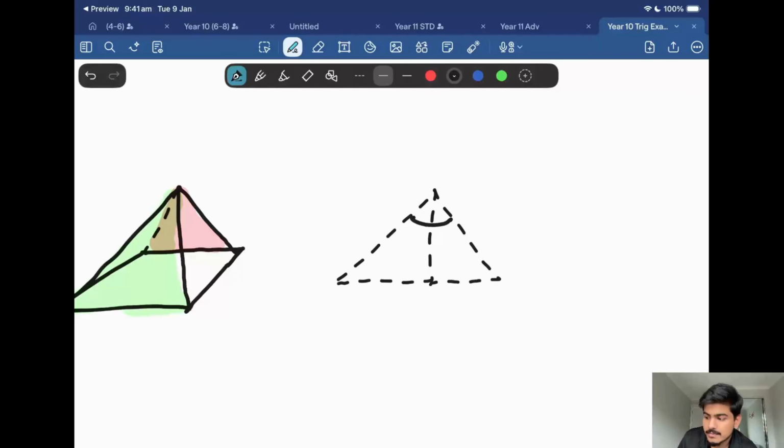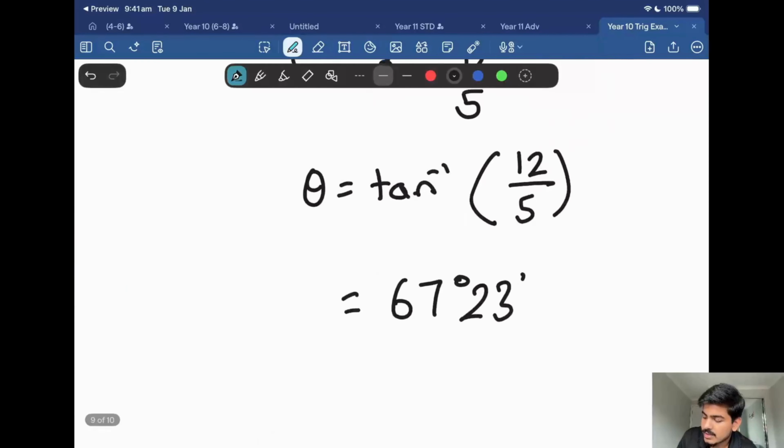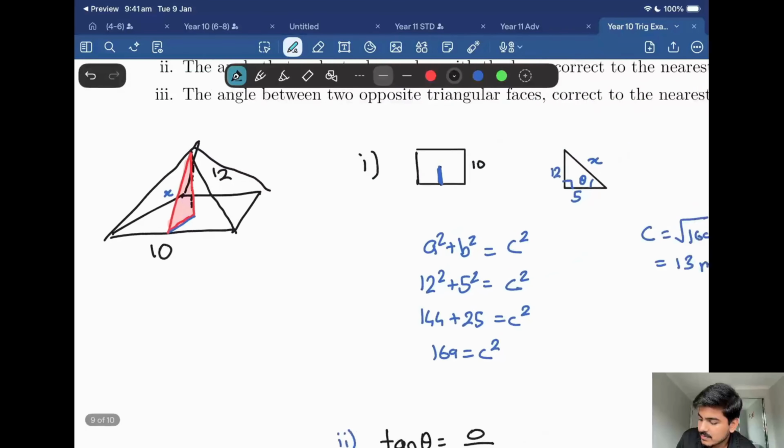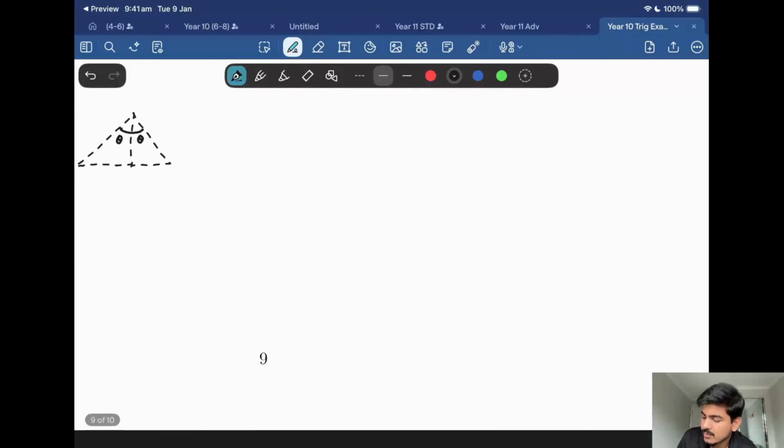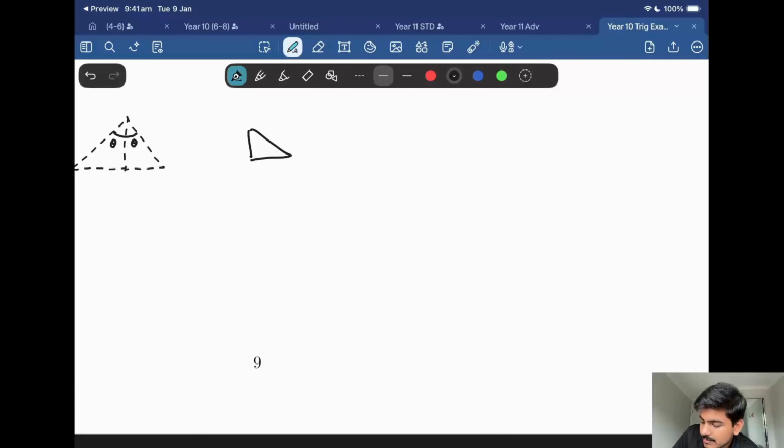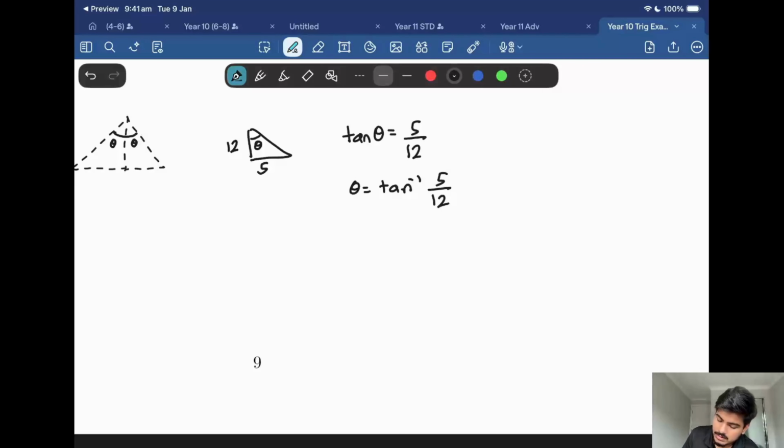we know the angle. If this is theta, they're both going to be the same. So we can easily find what that is, because we know our triangle. Our triangle is 12, 5. This is theta. So tan theta is 5 over 12. Theta is tan inverse 5 over 12.